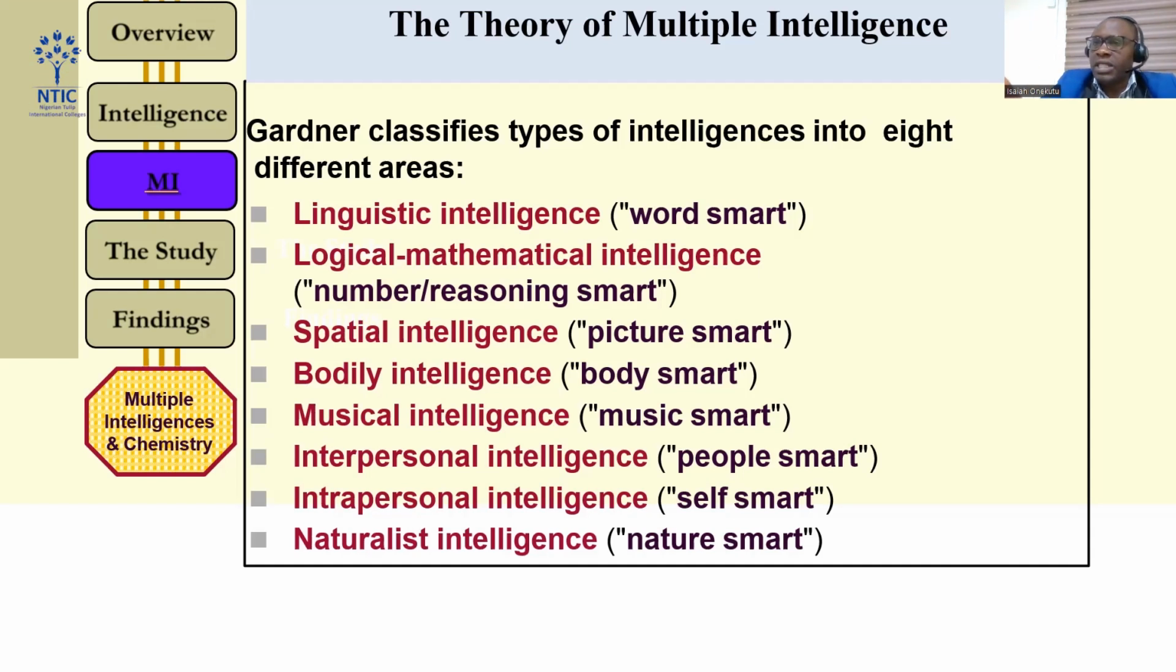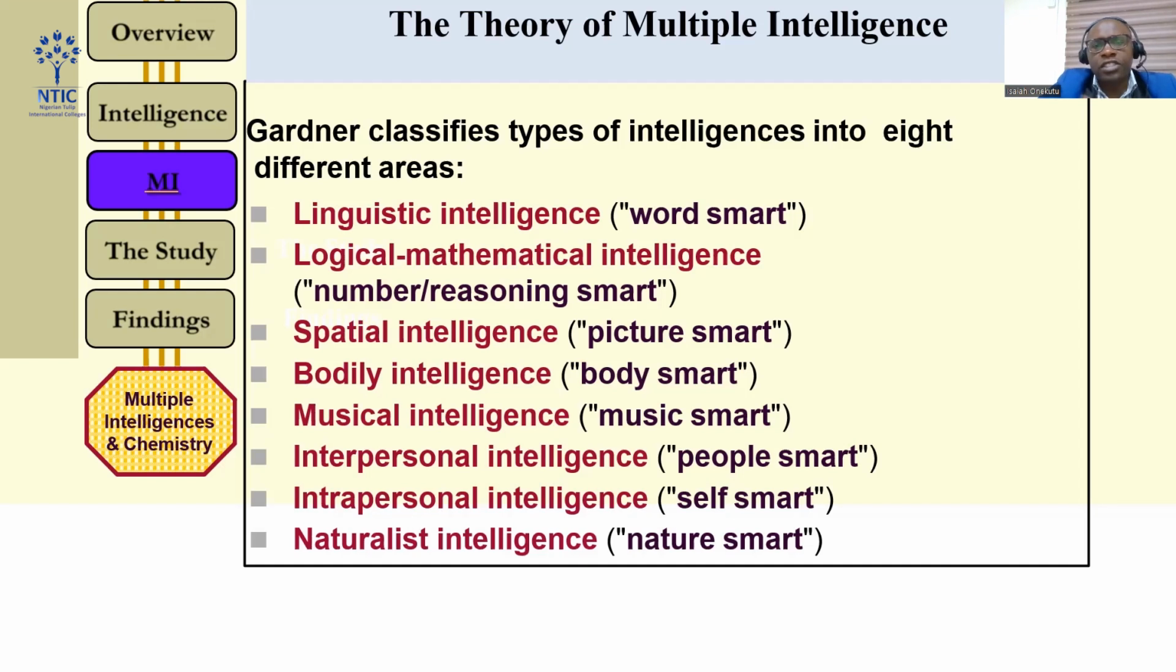Now, there's the musical intelligence: students who can transform what you're teaching them into music. They like learning with music. We have the interpersonal intelligence, those who like working in groups. They love role play and like to do group work, and that's good for think, pair, share activities and stuff like that.